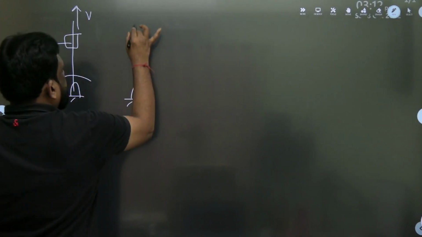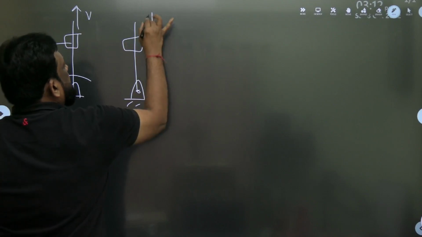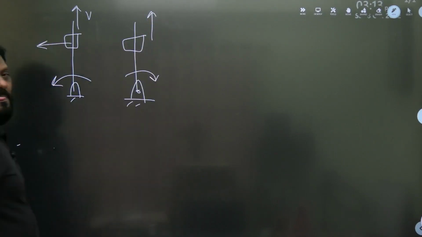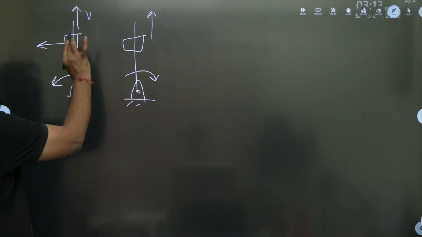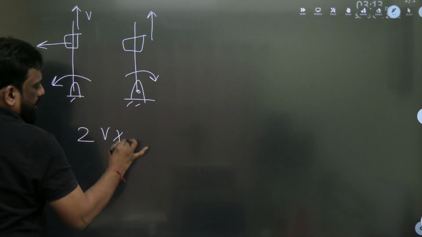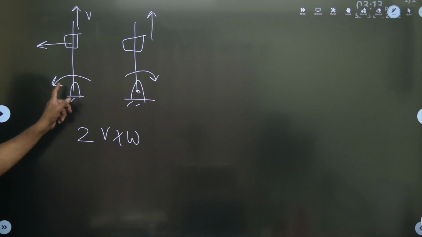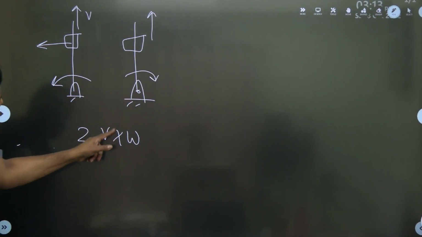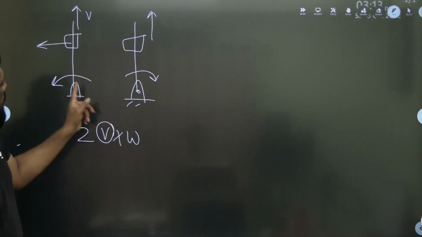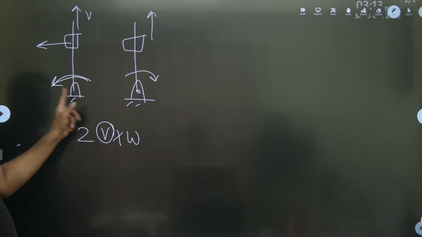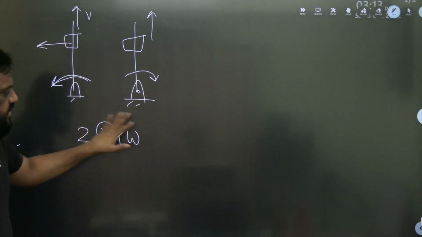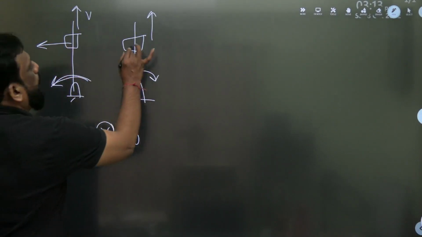Look at, let us take this and let us take in the clockwise direction. Very simple, sir. अब देखना sir, look at 2V cross omega. Only the direction, देखो V is not changing, V is same. Only omega is changing. So when omega is changing from anti-clockwise to clockwise, this will become opposite. Just iska opposite.